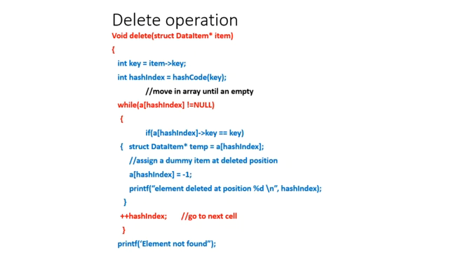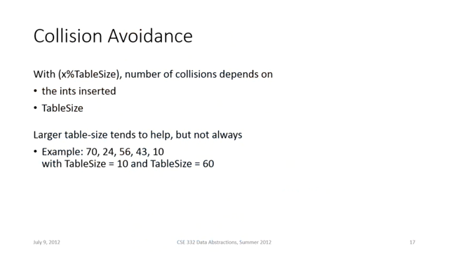Next thing we are going to see is collision avoidance. When two elements result in the same position in the hash table, we call it a collision. We can avoid collisions in two ways. The number of collisions is mainly dependent on the number of inserts we are performing and the number of spaces available in the hash table.